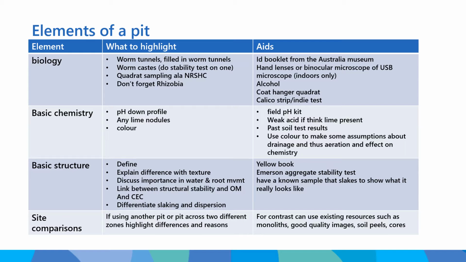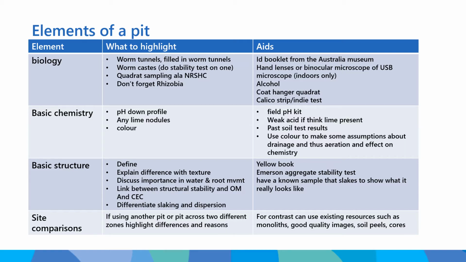It's important to talk about the importance of organic matter and its benefits to structure, but also cation exchange capacity. And as I said, you might like to use the yellow book. There's a modified Emerson aggregate stability test. I've got some sheets for that. There's lots of stuff on the internet.